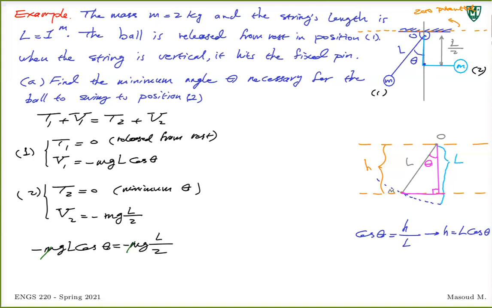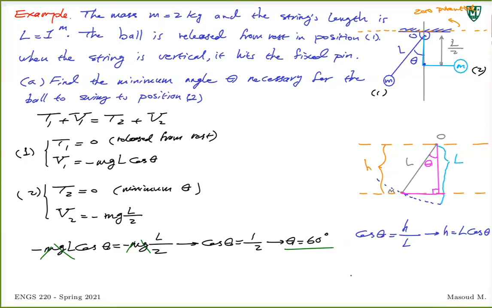Get rid of m. We don't need g. Even L's are going to be canceled out. So all you get is cosine theta is equal to 1 over 2. And from there we can find theta. Cosine inverse of 0.5 is 60 degrees, if I'm not wrong. Hopefully that's how I remember. Right. So this is the minimum angle.